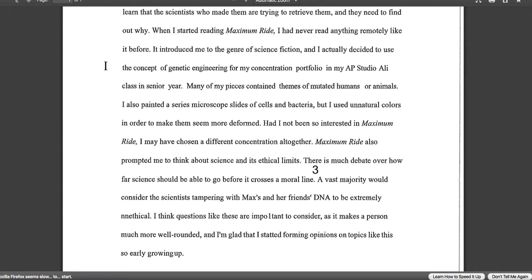Had I not been so interested in Maximum Ride, I may have chosen a different concentration altogether. Maximum Ride also prompted me to think about science and its ethical limits. There is much debate over how far science should be able to go before it crosses a moral line. A vast majority would consider the scientist tampering with Max's and her friend's DNA to be extremely unethical. I think questions like these are important to consider, as it makes a person much more well-rounded, and I'm glad that I started forming opinions on topics like this so early growing up.